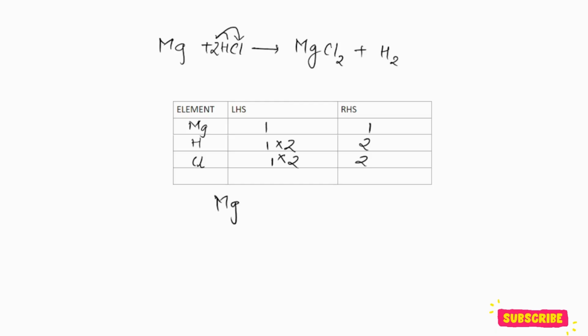So let us rewrite the equation. So that is Mg plus 2HCl gives me magnesium chloride plus hydrogen. See here, one magnesium, 2 hydrogen, 2 hydrogen, 2 chlorine and 2 chlorine. So the given chemical equation is now balanced.